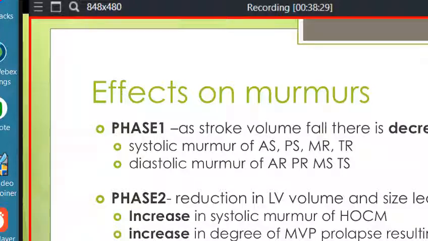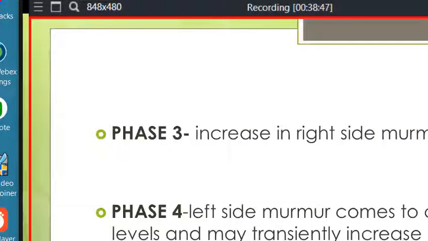In phase 2, because of the reduction in LV volume and size, there's an increase in the systolic murmur of hypertrophic obstructive cardiomyopathy, and an increase in the degree of mitral valve collapse, resulting in a louder and earlier occurrence of the mid-systolic click and the late systolic murmur. In phase 3, because there's an increase in right-sided blood flow, there's an increase in right-sided murmurs. In phase 4, the left-sided murmurs come back to control levels and may transiently increase.